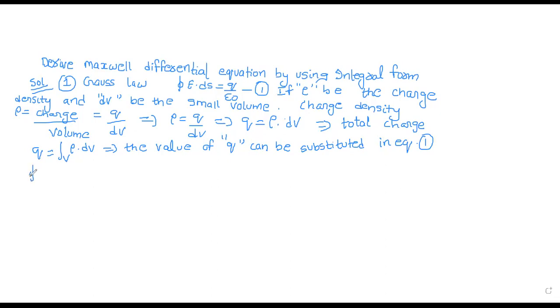What is equation 1? Integration over the closed surface of E dot ds is equal to Q. So instead of Q, what can you write? Take the epsilon naught, that is the permittivity. As you have seen, 1 by epsilon naught times the volume integration of rho into dV. Clear, everybody? Now you can see the LHS is a surface integration, and the RHS is your volume integration.